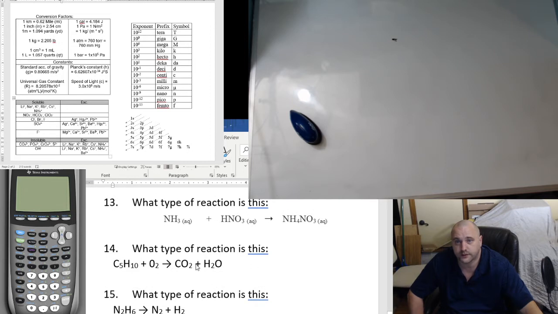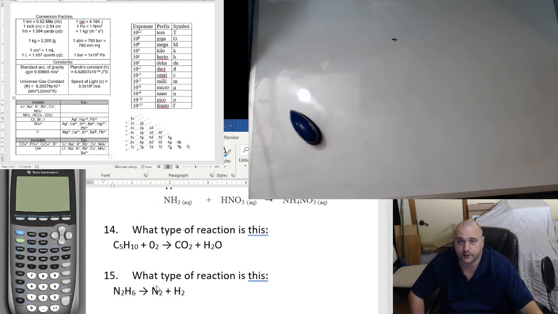What type of reaction is this? All right, C5H10 plus O2 goes to CO2 plus H2O. The fact that I have O2 and you get CO2 plus water tells me this is combustion. We might see that it's oxidation and reduction, but the main thing is it's combustion. That's what I'll be looking for.